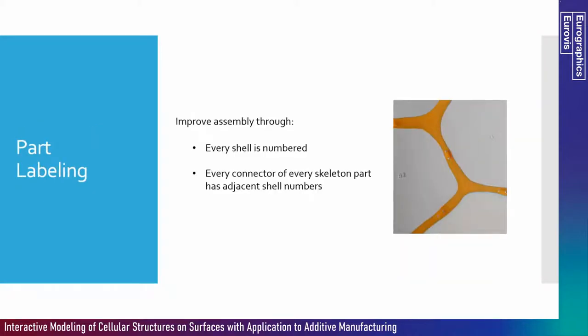In order not to create a giant puzzle with no instructions on how to assemble it after printing, we give every shell a unique number and put the label on the inside surface of the shell. And for the skeleton parts, we write the adjacent shell numbers on each connector. In order to make the assembly even easier, we enumerate the shells in a specific manner.